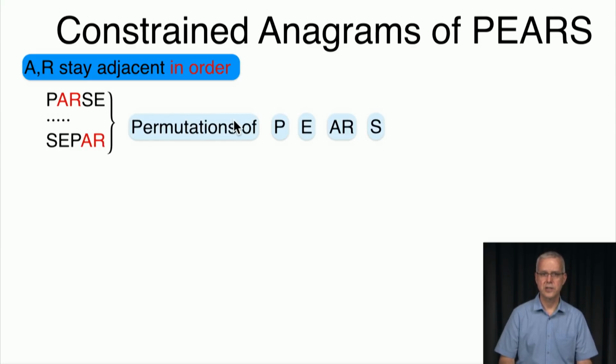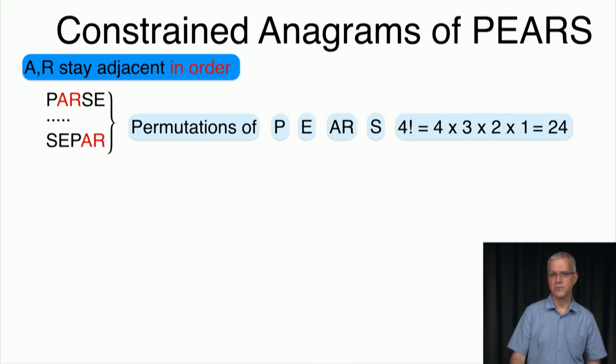at are permutations of P, E, and then AR combined, and S. So for example, parse is P followed by AR, followed by S, and followed by E, and separ is S, E, then P, and then AR. So the number of such permutations is, we have 4 objects, and the number is 4 factorial, which is 4 times 3 times 2 times 1, which is 24.